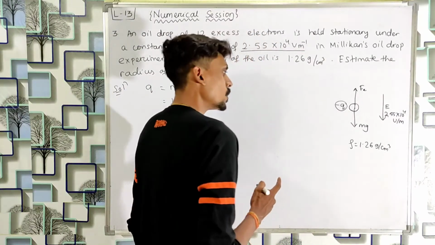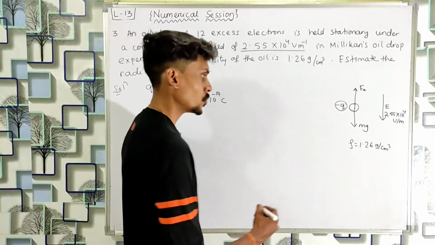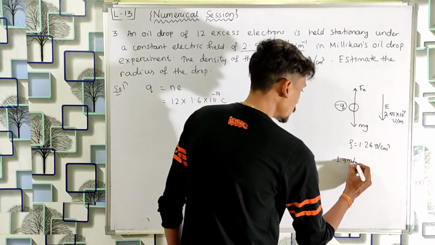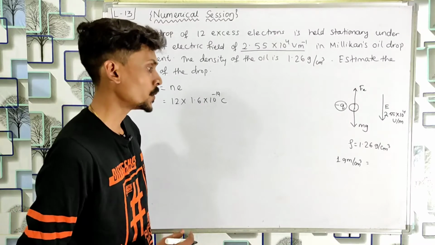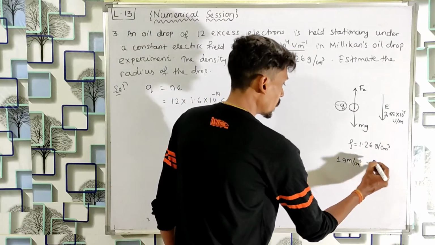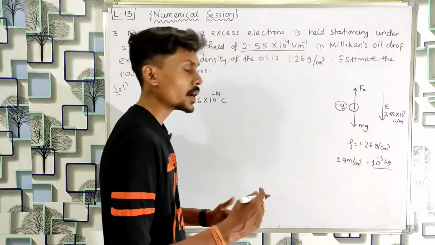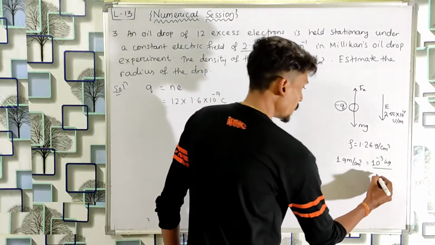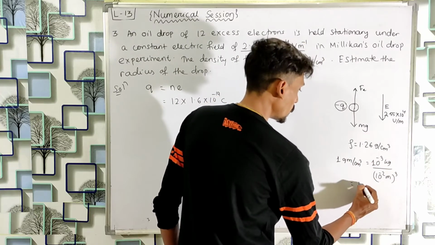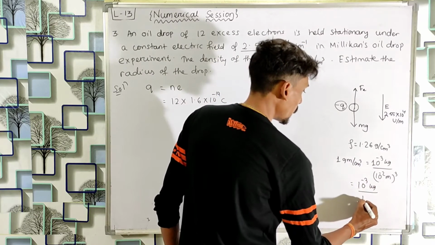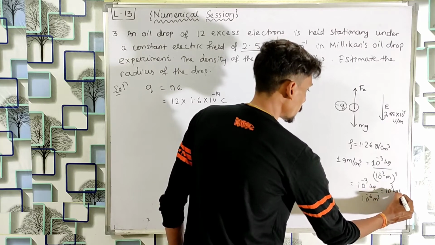So to convert gram per cm cube to kg per meter cube, what should we do? 1 gram per cm cube is equal to how much kg per meter cube? Let us find it. 1 gram means 10 to the power minus 3 kg divided by 1 centimeter cube. 1 centimeter means 10 to the power minus 2 meter, and the power is 3. That is equal to 10 to the power minus 3 kg divided by 10 to the power minus 6 meter cube. That is equal to 10 to the power 3 kg per meter cube.